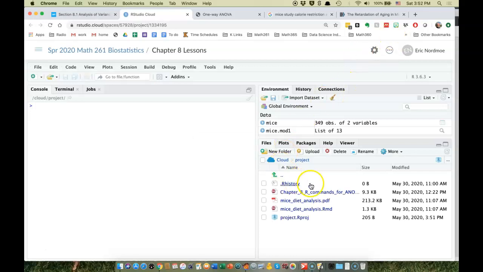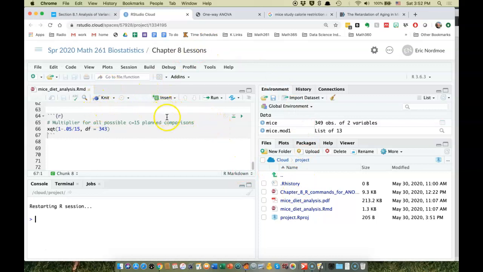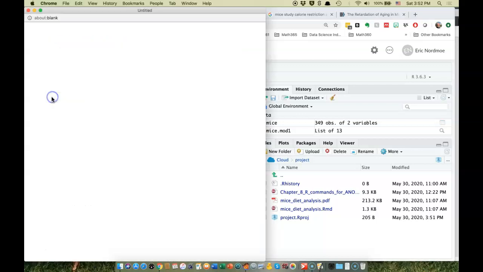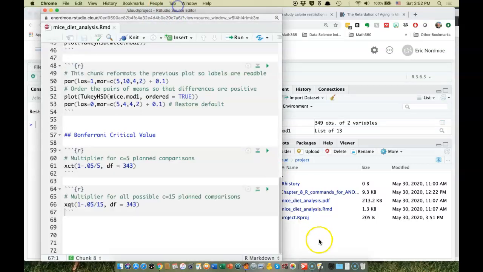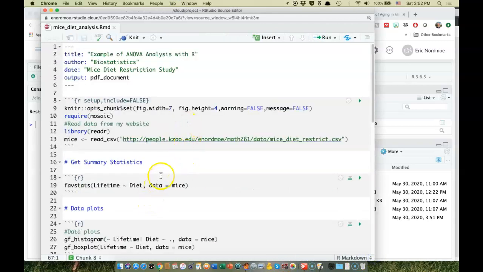Okay, we're open. Let's go ahead and open this mice diet analysis. That's the RMD file. I'm going to restart and clear that output. Now I've got the RMD with the ANOVA commands here as well for reference in Chapter 8. It was also in your folder, or workspace, for the lab that I asked you to do first. Okay, so this should hopefully be kind of straightforward now that you've done the lab.